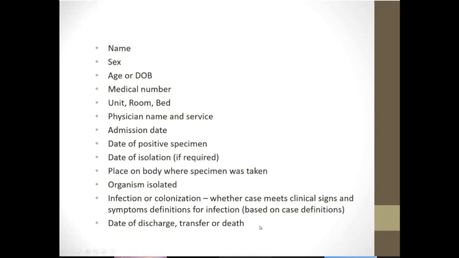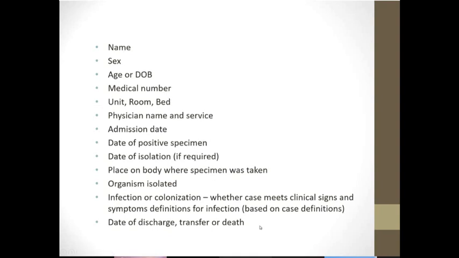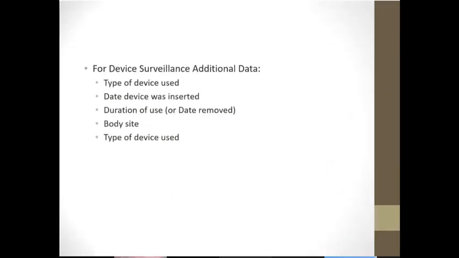And if you're doing something for device surveillance, such as catheters, you might want to also collect the type of device used, the date that it was inserted, the duration of use, or the date that it was removed, the body site, of course, if it's catheters, you know where that is, and type of device used, just in case you're changing types in between and one of them seems to be more prone to infection.